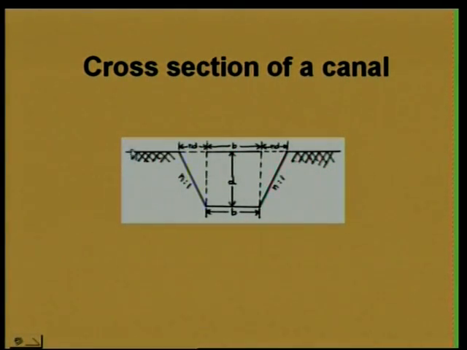Now, let us see the general cross section of a canal when it is completely in excavation. This is the ground level, this is the bed level of the canal. N:1 are the side slopes of the canal. If small b is the bed width of the canal and small d is the depth of the canal in cutting, this is N into D and this is N into D.